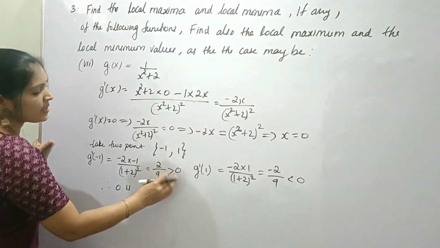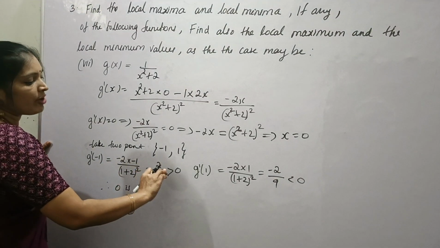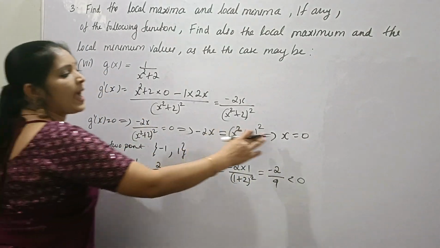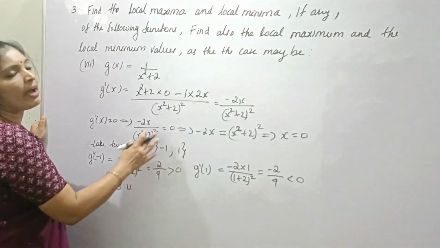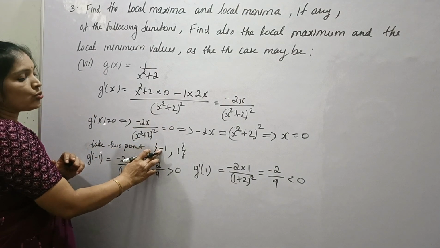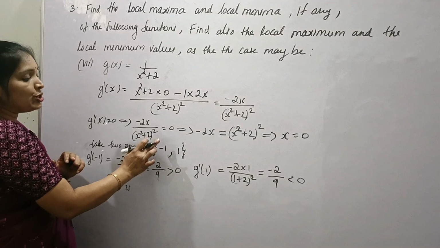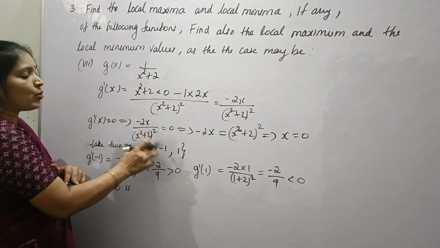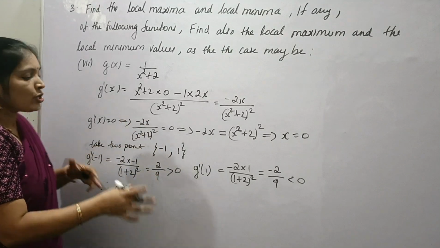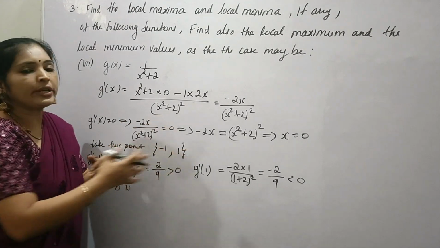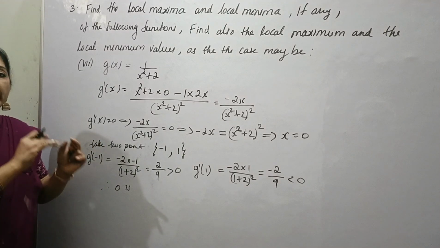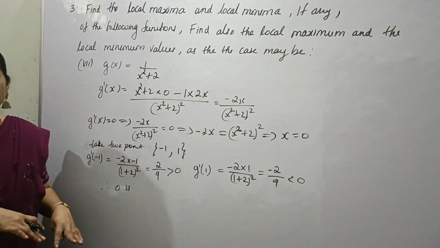Therefore 0, because here g dash of x changes sign from positive to negative. It is positive and then negative as x increases. That is why we have taken these values less than 0 and greater than 0. You should be careful: find g dash of minus 1 first, then find g dash of 1. If the sign changes from positive to negative, then it has a maximum value, and if the sign changes from negative to positive, then it has a minimum value.